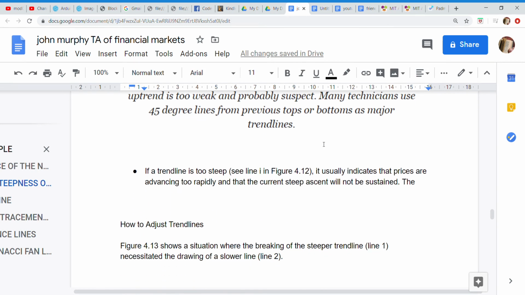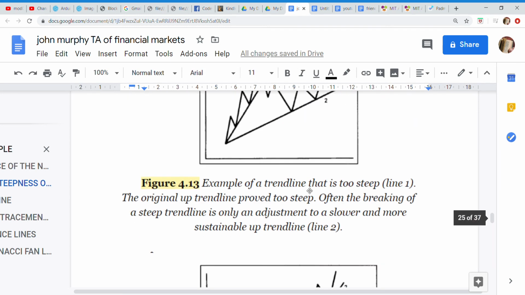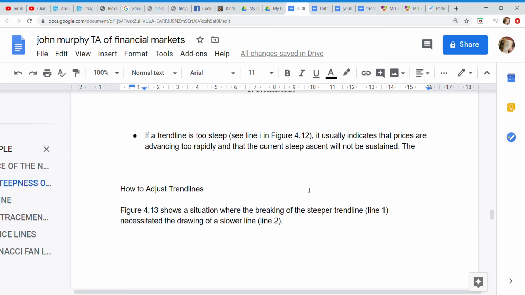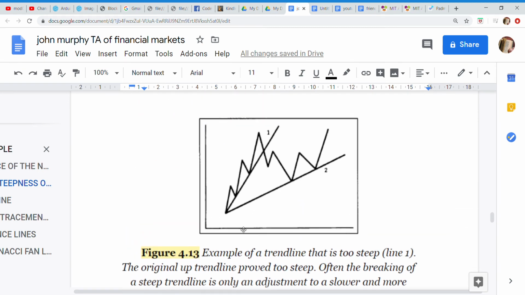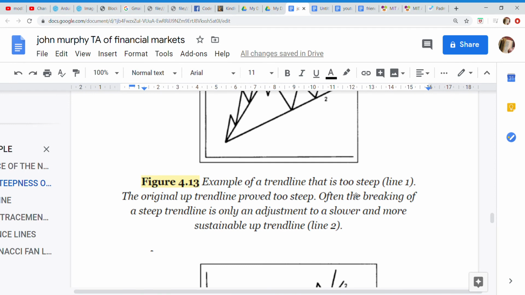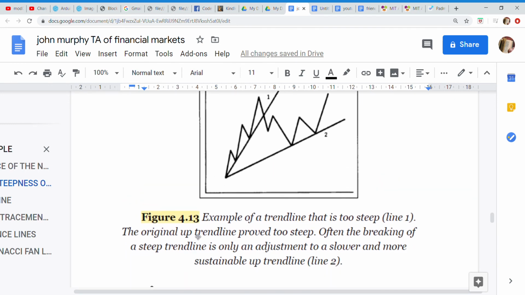How to adjust trend lines? Figure 4.13 shows a situation where the breaking of the steeper trend line, line 1, necessitated the drawing of a slower line. This is line 2. So this is line 1, this is line 2. Example of a trend line that is too steep at line 1 and the original uptrend line proved too steep. Often the breaking of a steep trend line is only an adjustment to a slower and more sustainable uptrend line.